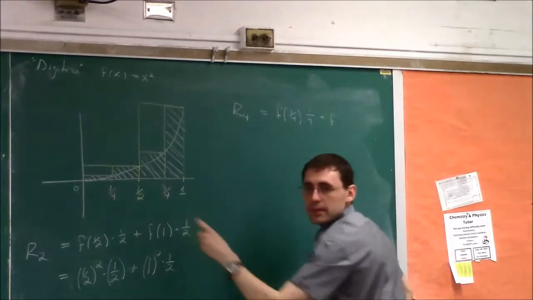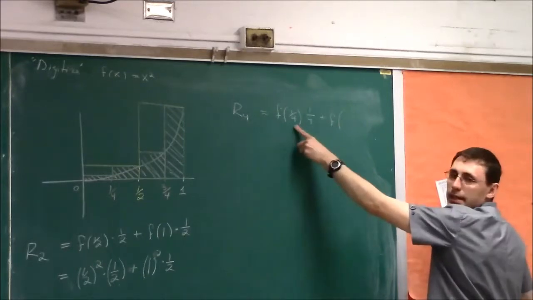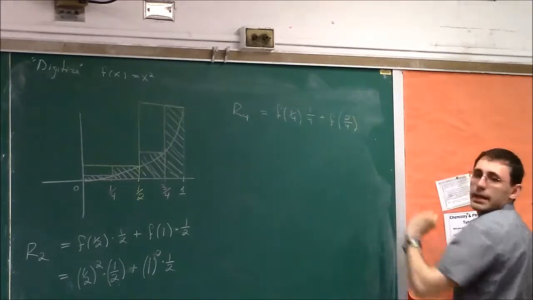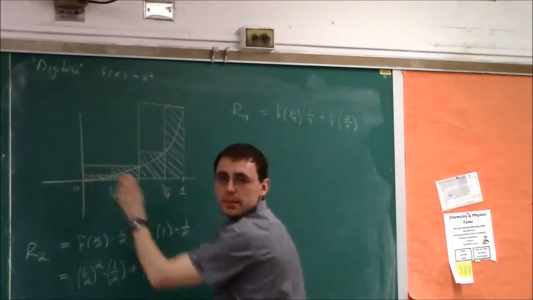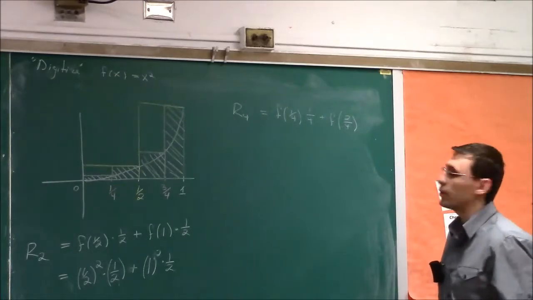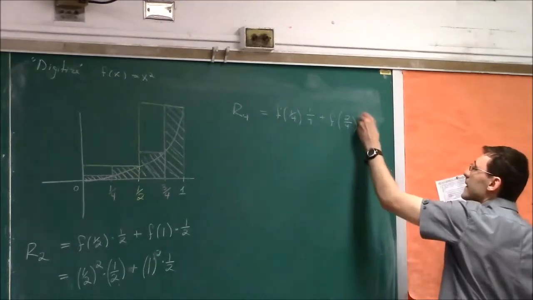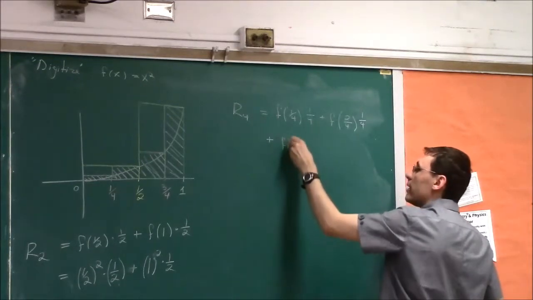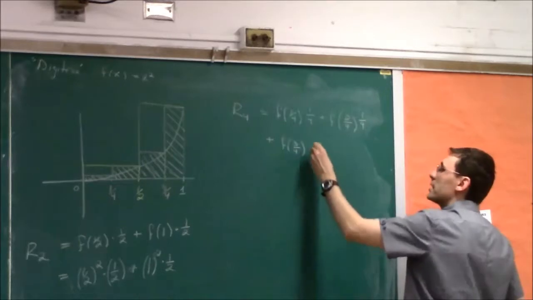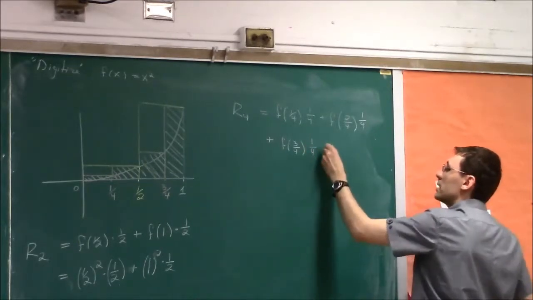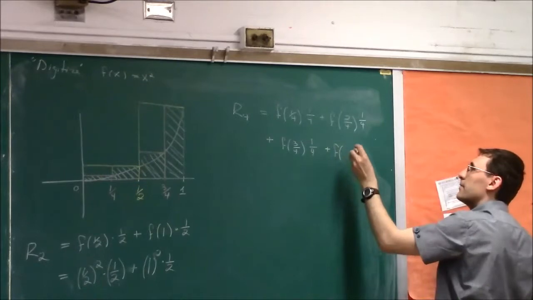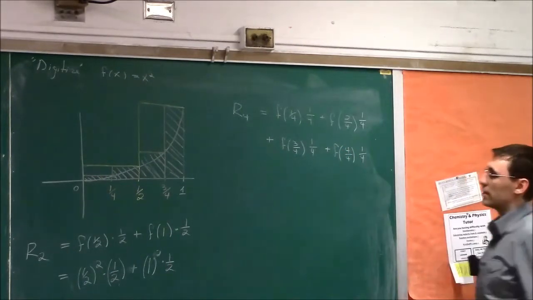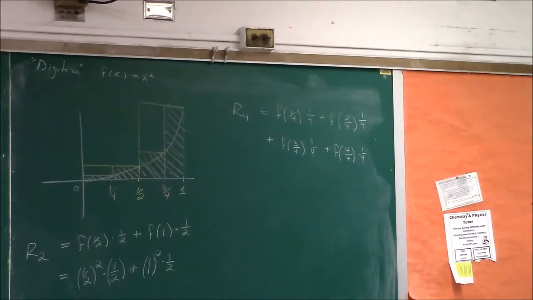You can put 1/2, but nicer to see that, notice, this is the second rectangle. So this is f of 2/4 for the second rectangle, right? So the first rectangle corresponds to 1/4. The second rectangle corresponds to 2/4. What is going to be the third rectangle? F of 3/4 times 1/4 plus f of 4/4 times 1/4. Okay, that's R4.